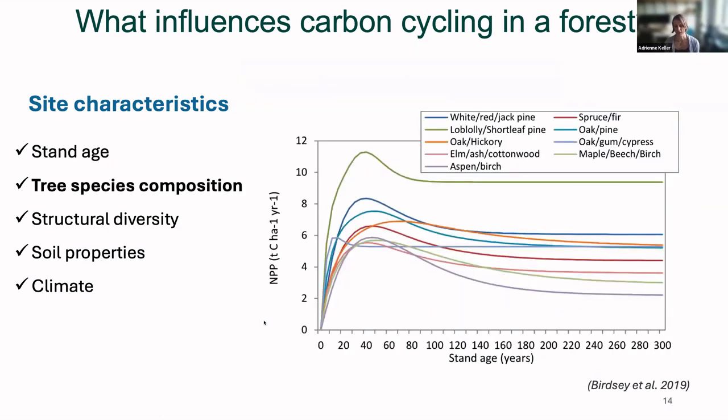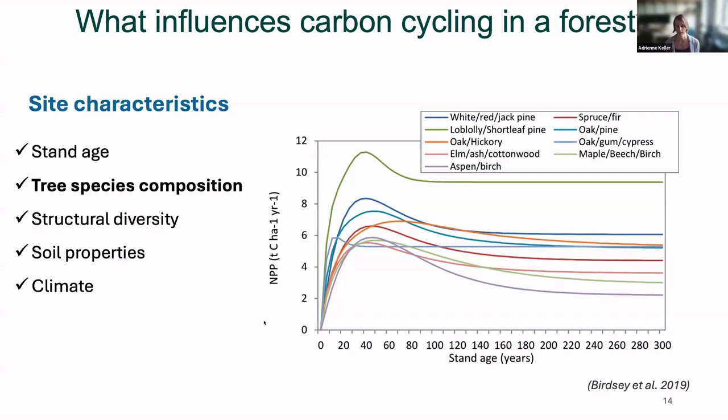And the tree species composition is also really important. So here, the first thing that you might take from this slide: we have stand age on the x-axis, and then we have net primary productivity. And this is a proxy for how much carbon is being taken up by these forests. And so the first thing is that you can see all these different lines, which are different forest types or tree species compositions. They all have a general same trend where your net primary productivity, how much carbon you're taking up from the atmosphere, tends to increase pretty significantly over the early stand ages. And then as your forests get older, it tends to sort of taper off.